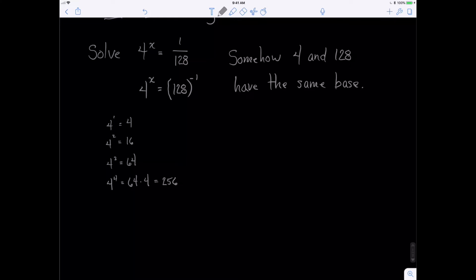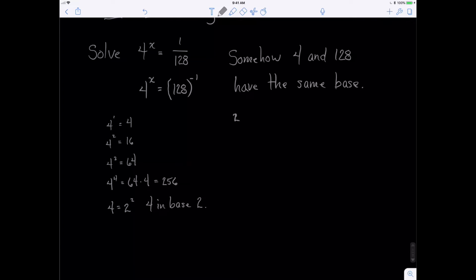So is there another base that we can use for 4? And the answer is yes, because 4 is the same as 2 squared. So we can write 4 in base 2. Then the question is, can you write 128 in base 2? Well, let's try that too. Let's start with 2.